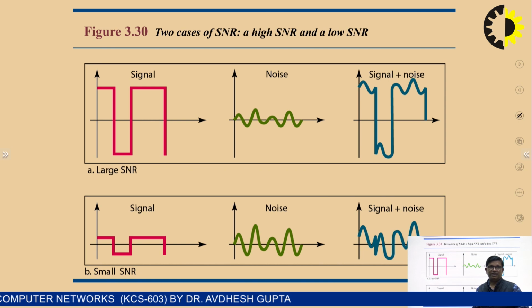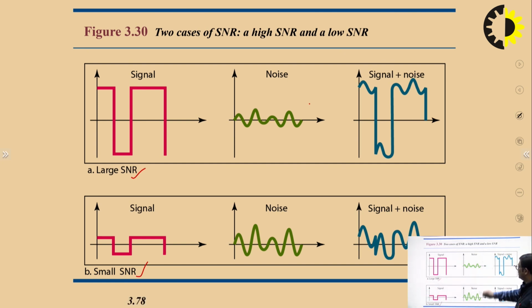So there are two cases of SNR, a high SNR and a low SNR. This is a large SNR case, and this is a small SNR case. This is the noise, the signal, and signal plus noise. In high SNR, the noise can disturb only the peak and lower values. But in low SNR, it can disturb the shape of the signal. This is an example where composite signals are there, so the noise can add to the higher and the lower ones. In this case, the signal has been completely changed in shape. So, large SNR is quite good, but not enough. We have to reduce the noise from the existing signal.